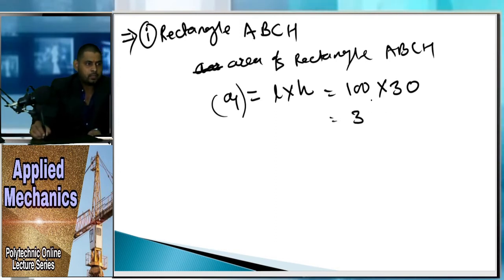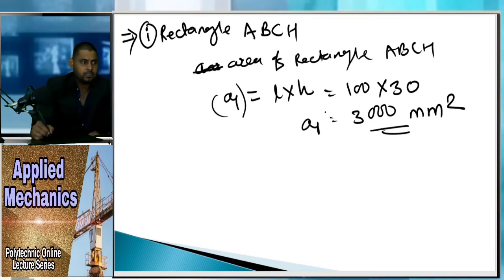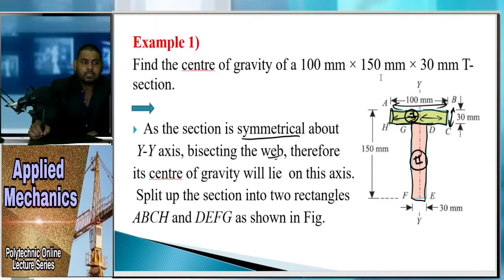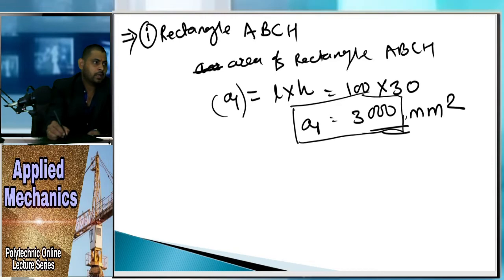The answer is 3000. So 3000 mm square is the answer of area 1. This is your area 1 for rectangle ABCH, so this is the value of area. After that, what you have to do is find out x1 and y1. But here our section is symmetrical, so we have to take only one axis, the y axis. So we have to find out only y1. We don't need to find x1.